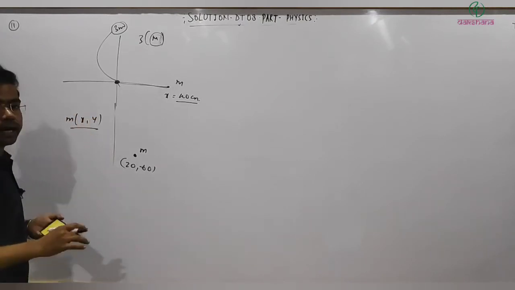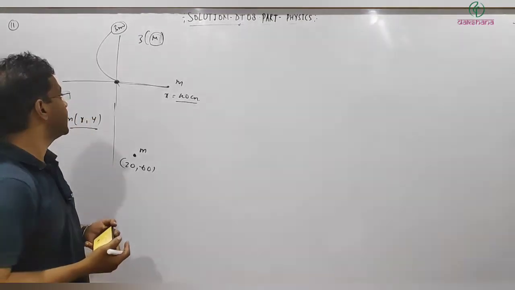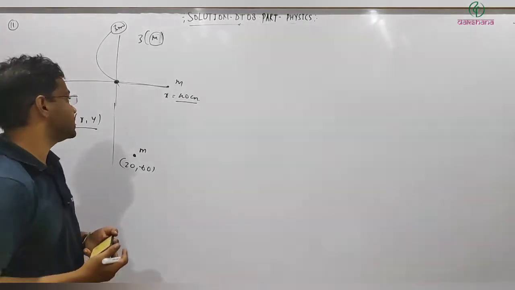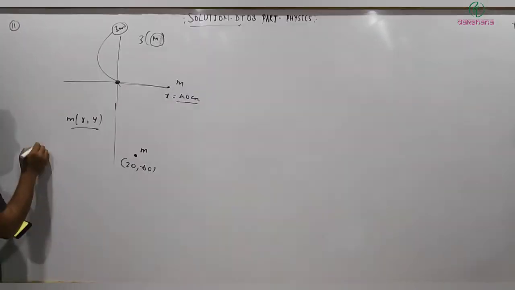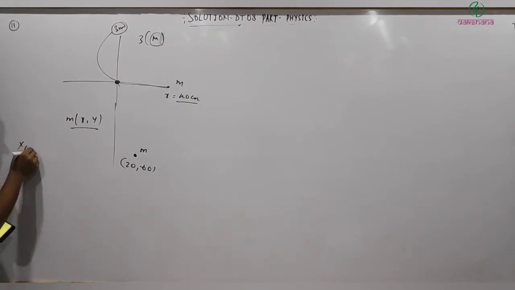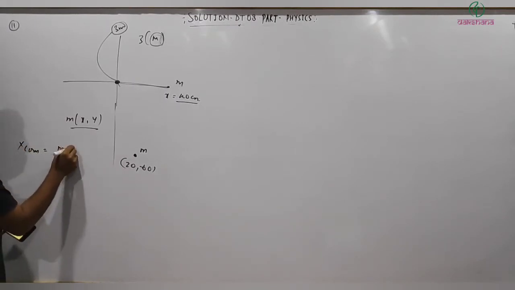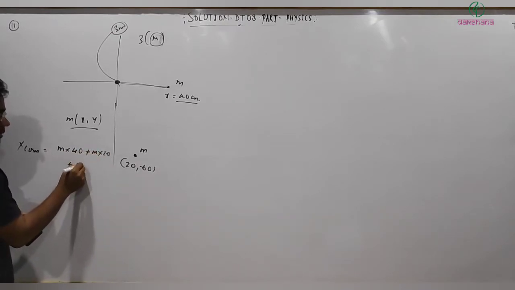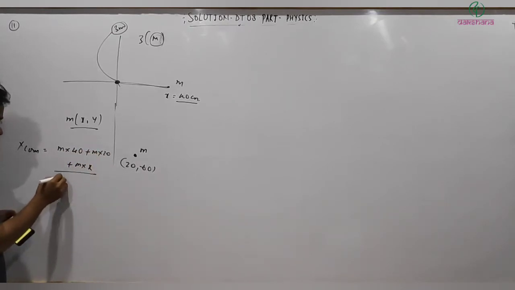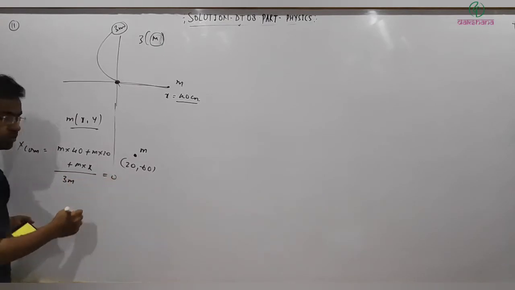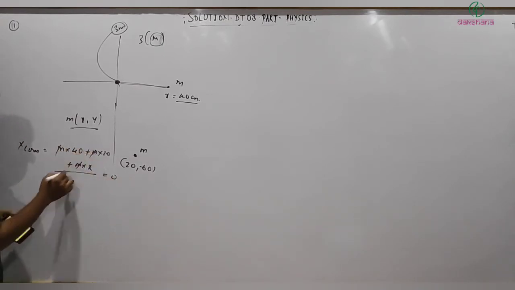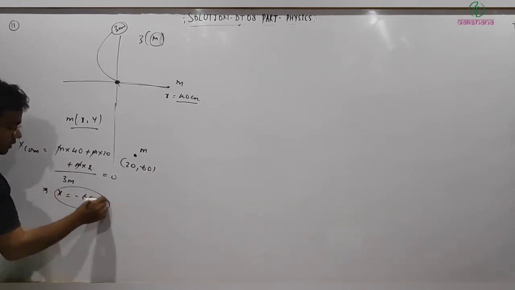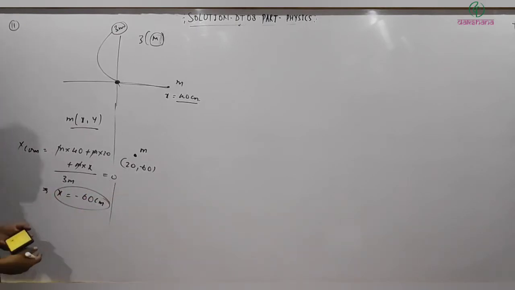Initially the center of mass is at the origin, and since it is exploding, no external force is there, so the center of mass must not change. That means I can write X_com is m into 40 plus m into 20 plus m into x, divided by the total mass 3m. This must be equal to 0. Simplifying, this implies x is equal to minus 60 centimeter. So the x coordinate should be minus 60.